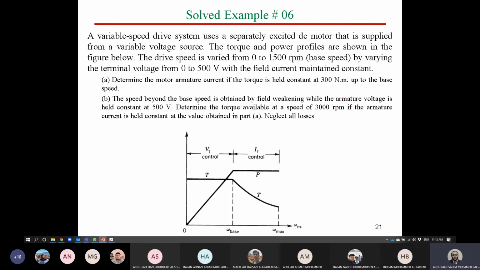It uses a separately excited DC motor that is supplied from a variable voltage source. The variable voltage source here means the power electronic converter. It's not the main source which supplies the power electronic converter. The source of the supply for the power electronic converter should be the same supply we have in our homes, for instance AC, which is 220 volt.